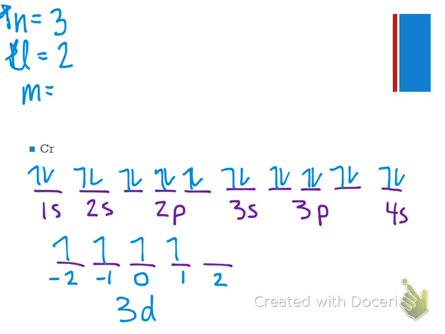Wait, why is it 3D? Why can't it be 3P? That's not where the electron ends up. Oh! It's for chromium. So we're looking at chromium's last electron. So we're looking for this electron right here. Okay, so what is the value for M? 1. Okay.